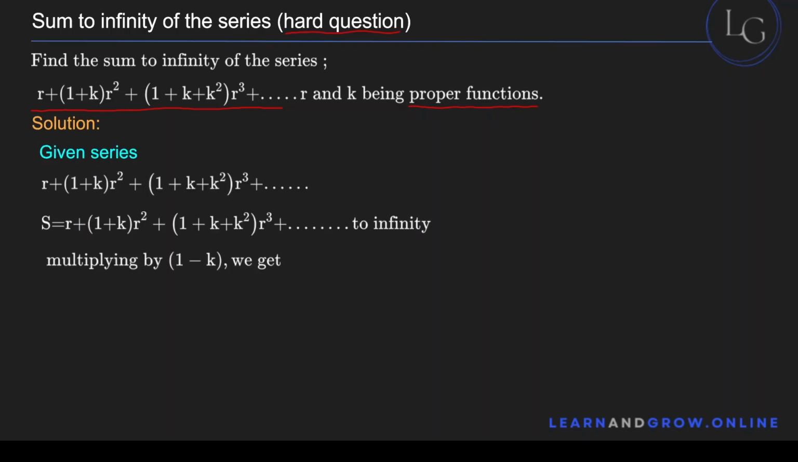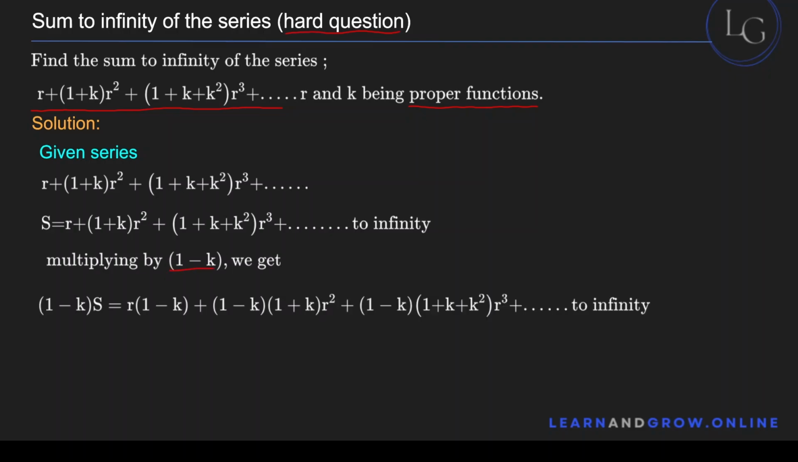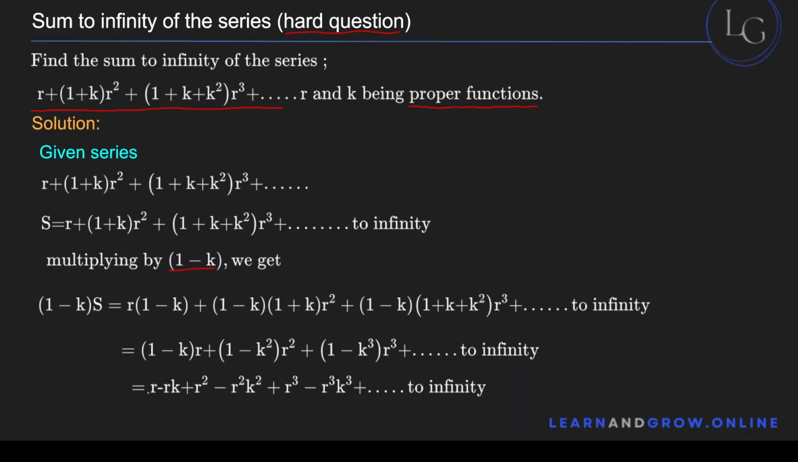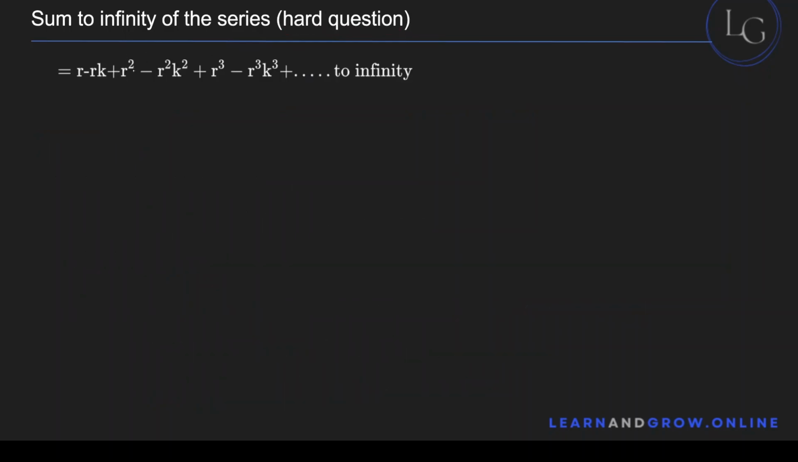This is what is given to us, and if we multiply the left hand side and the right hand side by 1 minus k, this is what we get. Now you'll see in a second why we did this. When you expand this, you get this series, and you'll notice something about this series. You have terms with just r in them, and you also have terms with rk terms. So you'll convert this into two different series, one with the r terms and one with the rk terms.